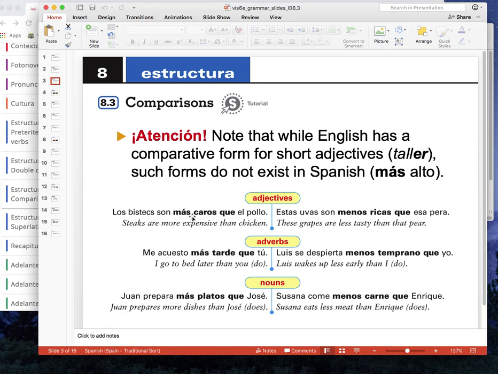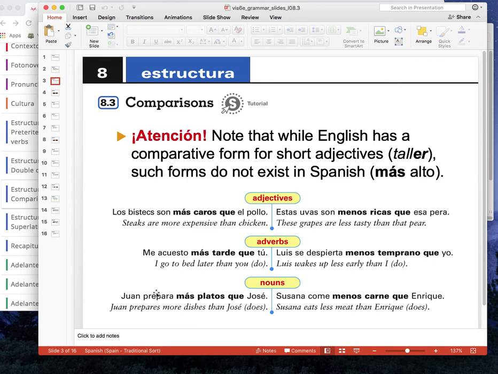Los bistecs son más caros que el pollo. So in bold is the comparison. Estas uvas son menos ricas que esa pera. All right? Those are examples with adjectives. With adverbs, we say me acuesto más tarde que tú. Right? So you're comparing an action, a verb, right? Luis se despierta menos temprano que yo. And there, of course, you have the English.